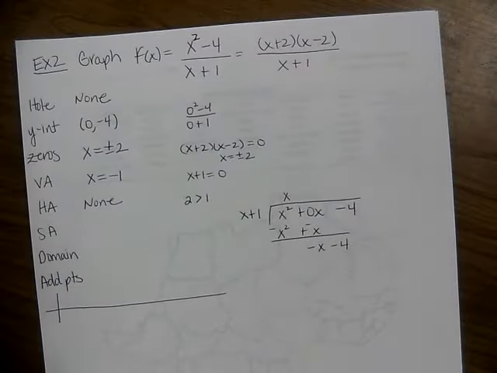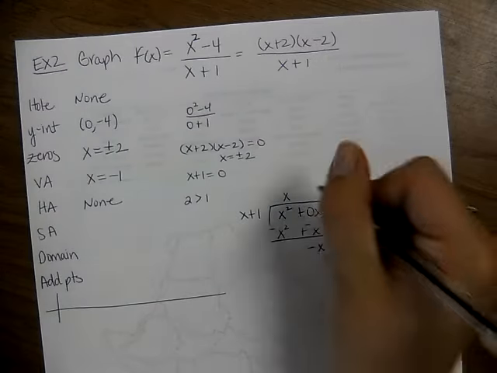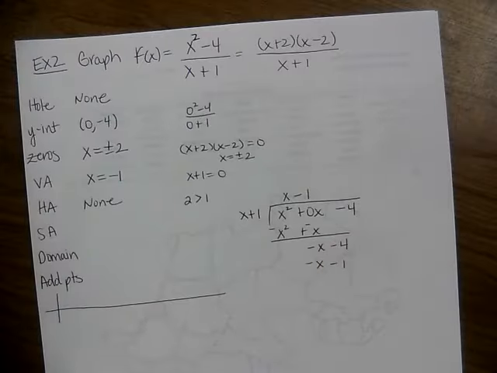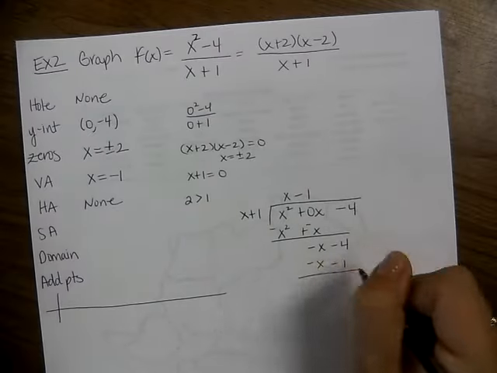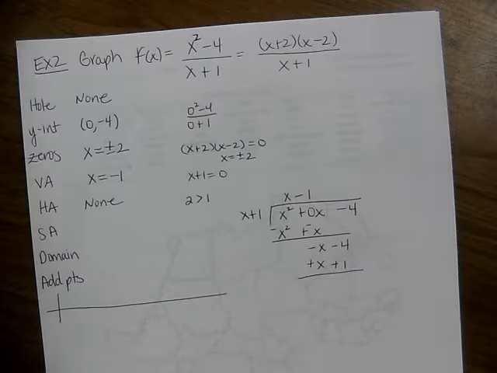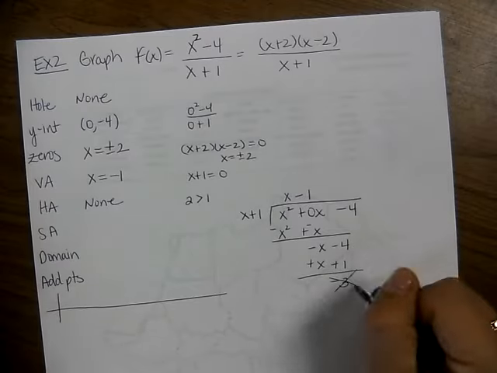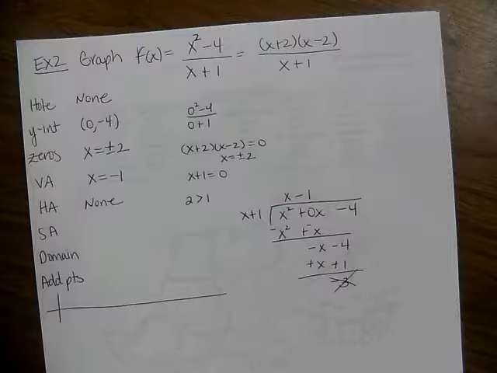How do I take x and change it to a negative x? Multiply by a negative 1. When I distribute, I should get negative x minus 1. Again, I'm subtracting, so both of those signs change. I'm left with a negative 3. That negative 3 is the remainder, correct? But it doesn't matter. So you ignore it. You disregard it. It's so small on the graph, it doesn't change the equation of the line.